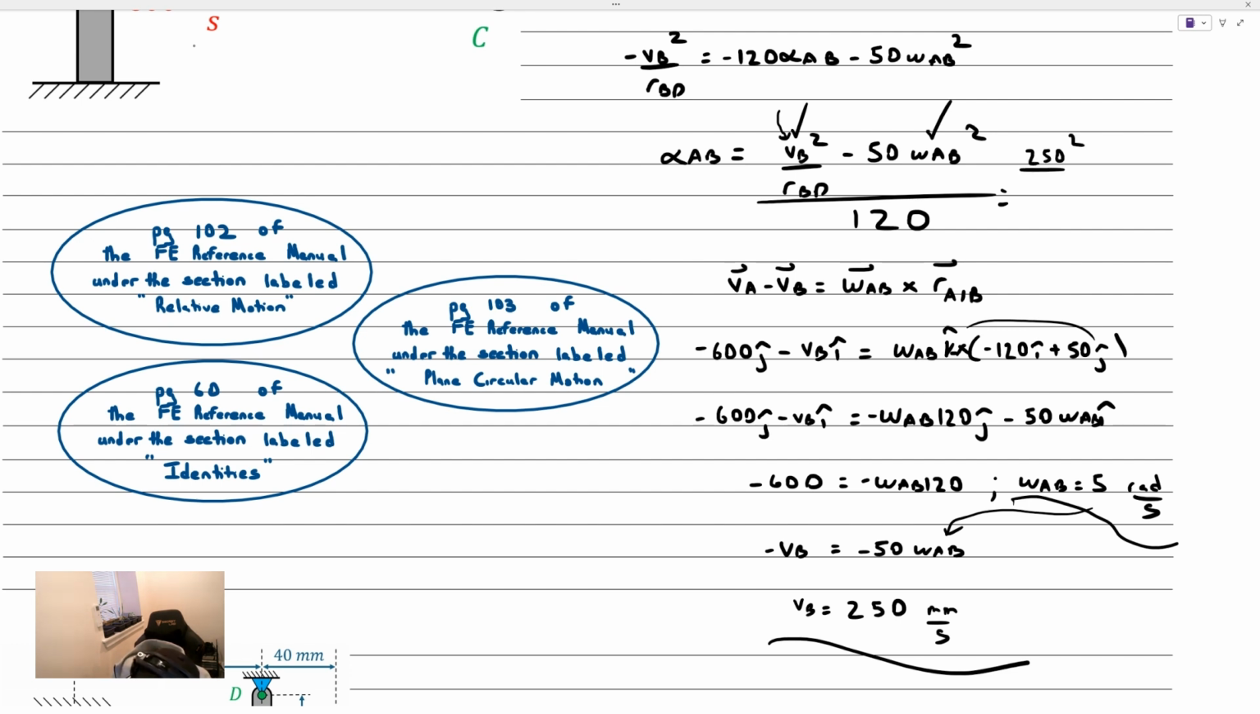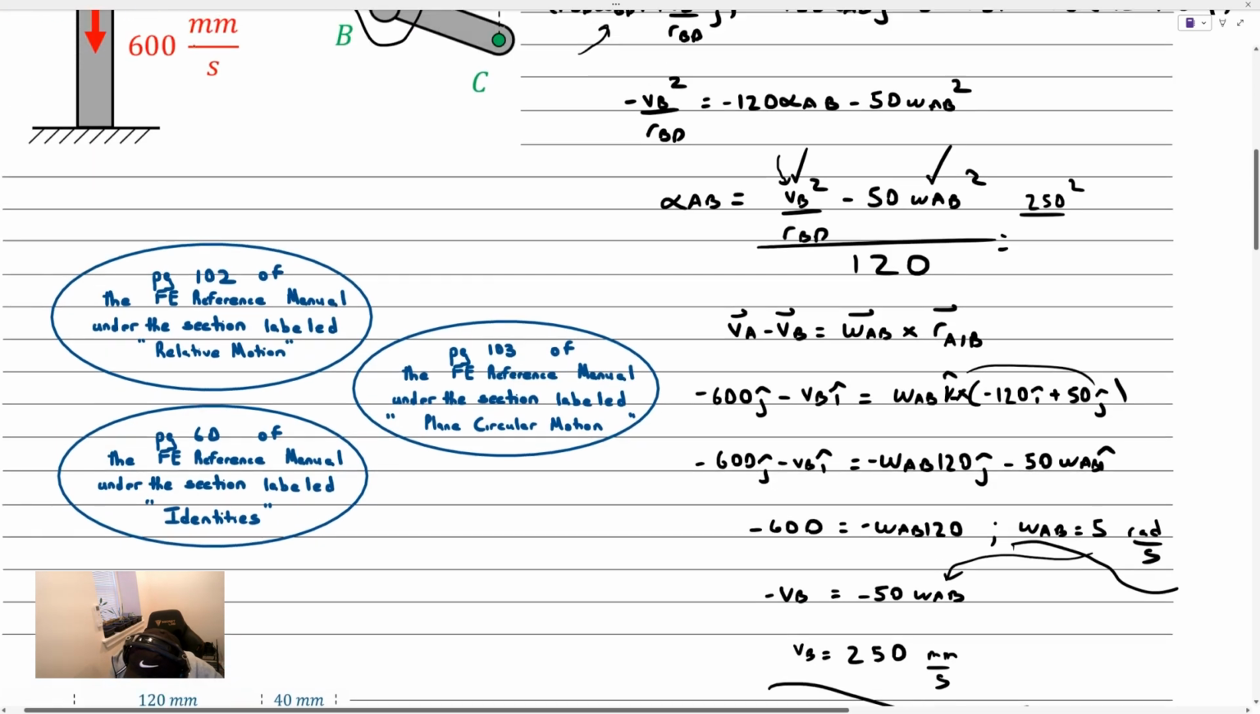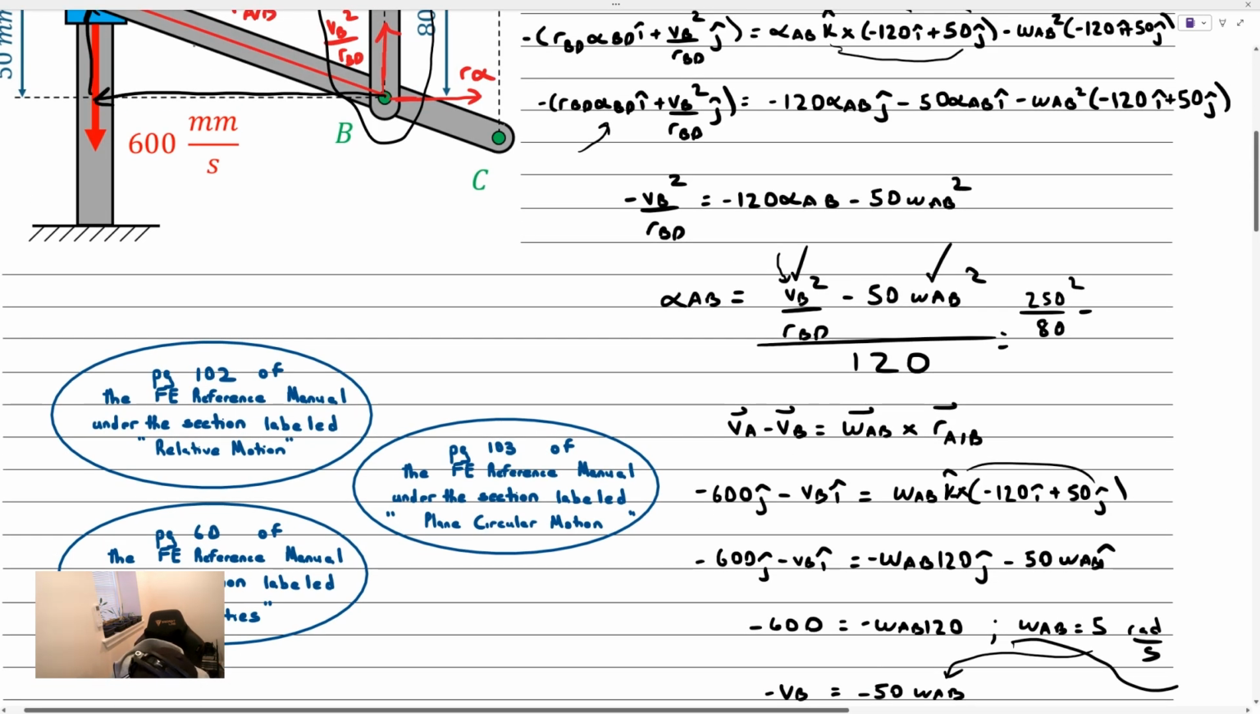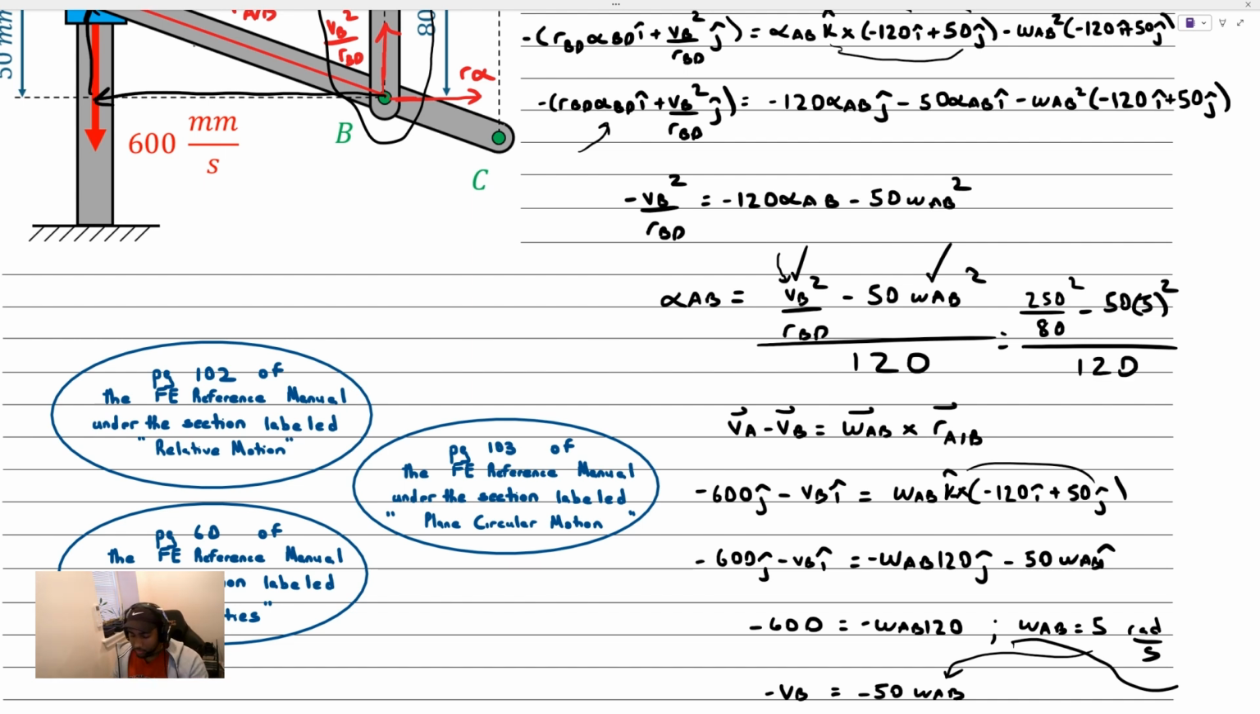250 squared divided by RBD. RBD is just 80 millimeters, minus 50 multiplied by omega AB. Omega AB was 5. We're going to square that term and divide it by 120. Okay, what we get for alpha AB here is negative 3.91. That's radians per second squared.